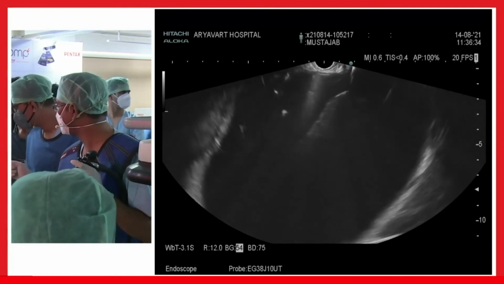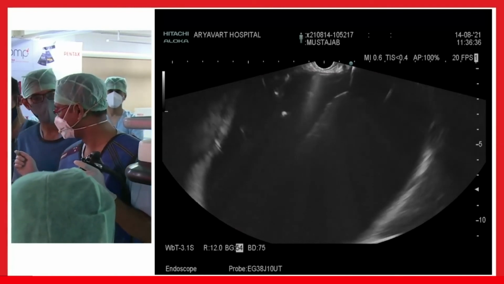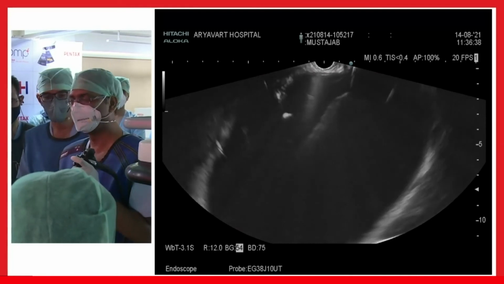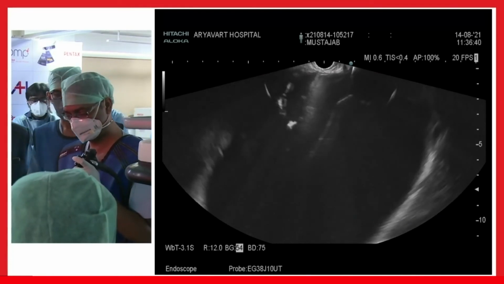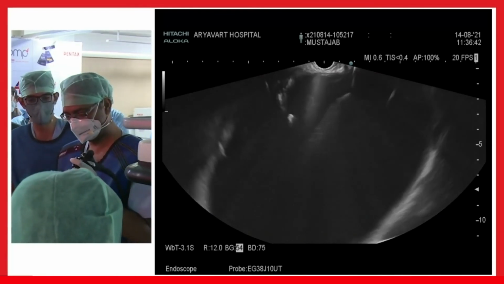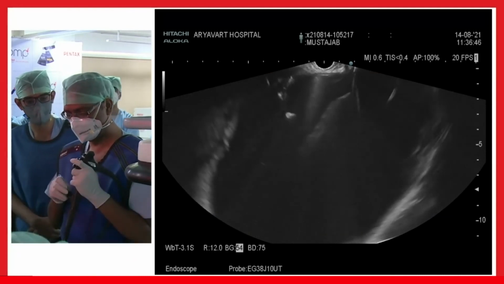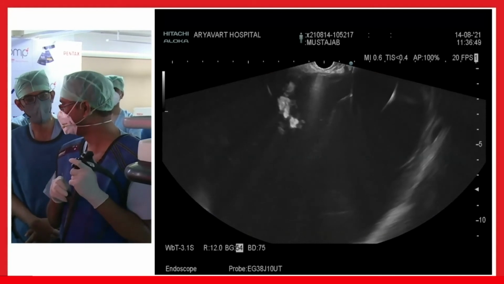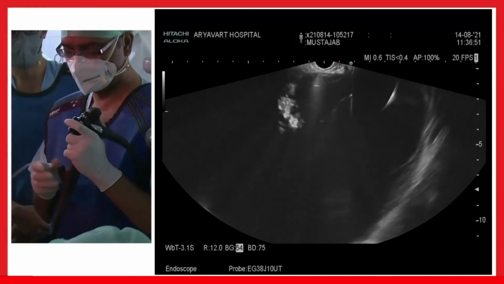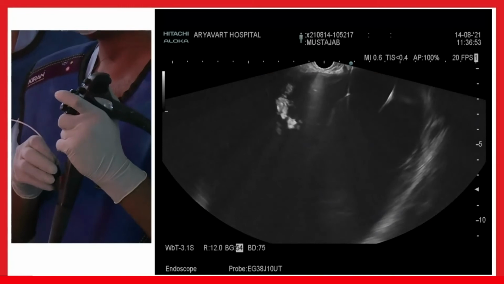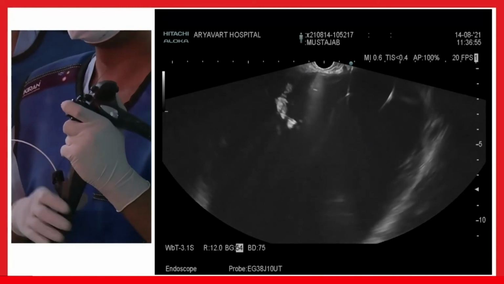Which stent is there? Double pigtail 7 French. Okay, this is 7 French. So what is your preference of stents? Size, you prefer 7 or 10 French? No, 10-7 most of the time, both 10-7, or you can push the 10-7 or 7-7 one stent.